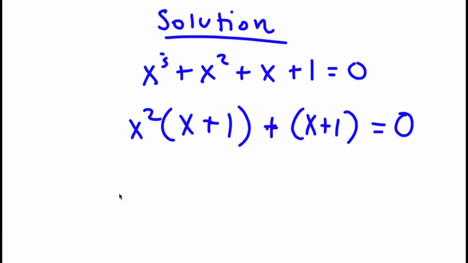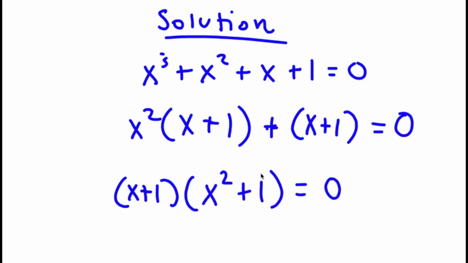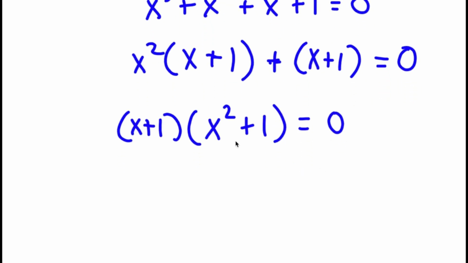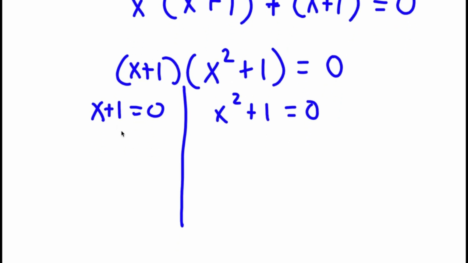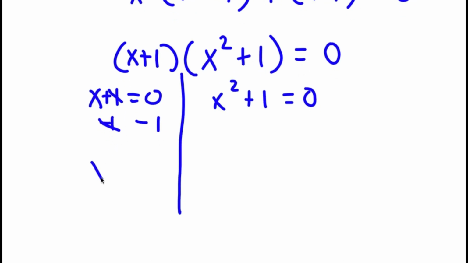Now, if I factor out x plus 1 from this, I get x plus 1 times x squared plus 1 is equal to 0. So, from here, I get 2 equations. I have x plus 1 is equal to 0, and I have x squared plus 1 is equal to 0. So for x plus 1 equals 0, simply subtract 1 on both sides, these two cancel out. Now I'm left with x is equal to negative 1. So this is one solution of x.